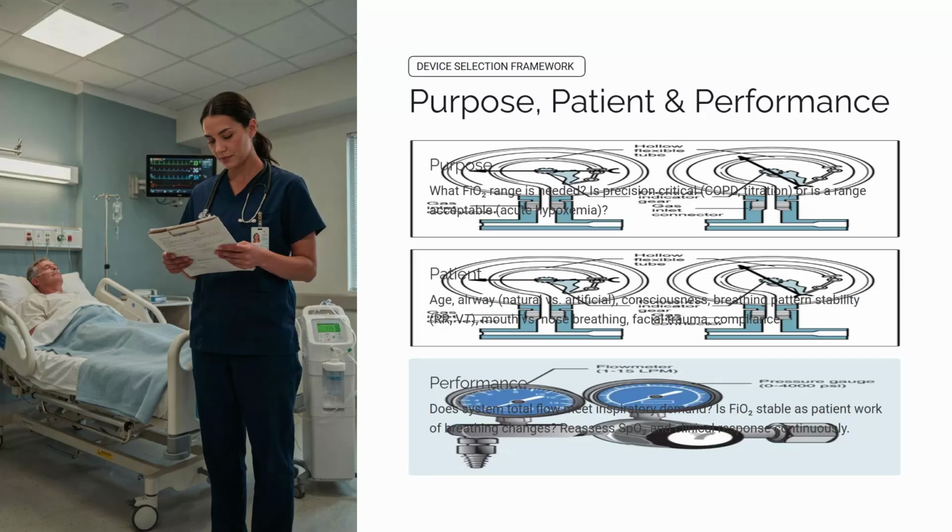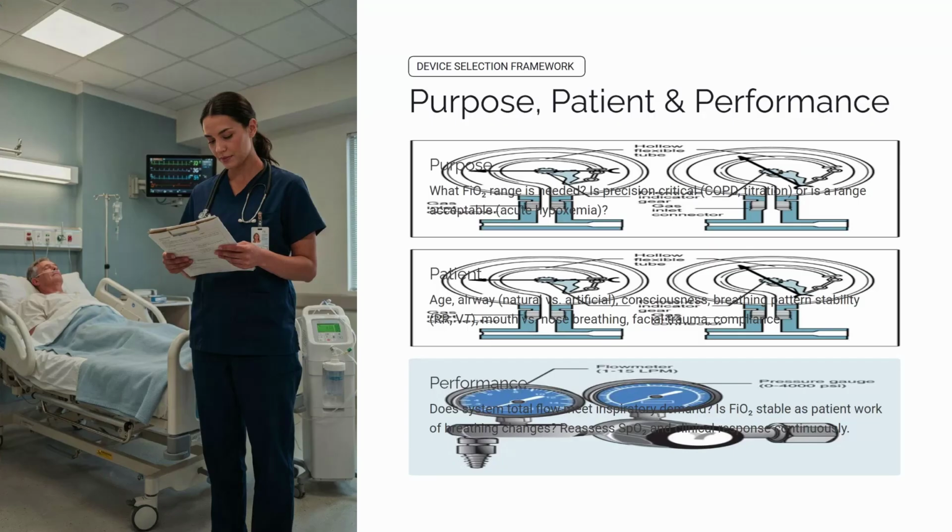Patient is next, and this is where you actually look at the person in front of you. How severe is their hypoxia and what's causing it? How old are they? Are they conscious and able to cooperate? Do they already have a tracheal airway in place? Any facial trauma that will rule out a mask? Are they breathing through their nose or through their mouth? That last one matters more than it sounds. A nasal cannula depends on a patient actually breathing through their nose, and a committed mouth breather may not get anywhere near that FiO2 you're expecting. And is their ventilation stable, or are they working hard to breathe right now?